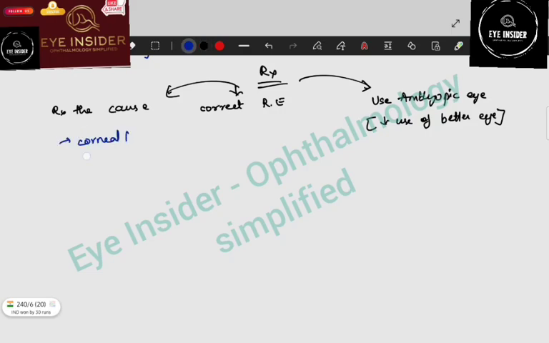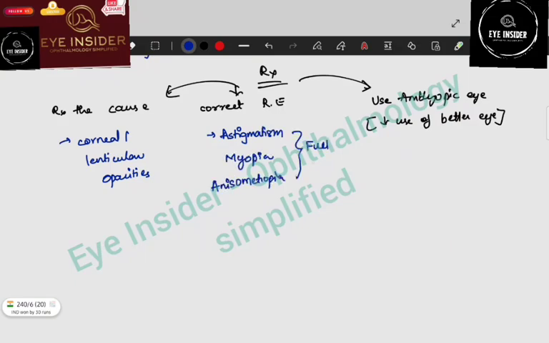What are the causes? If there is any corneal or lenticular opacity, we have to get it operated at the earliest. And if there are any refractive errors, we have to correct them. If the patient has astigmatism, myopia and anisometropia, full correction should be given. In case of hypermetropia, there should be either full correction or undercorrection, according to the age we have to find out.